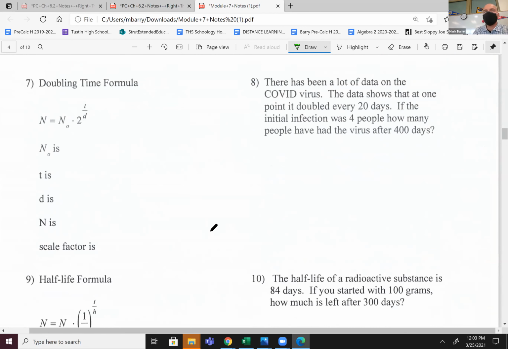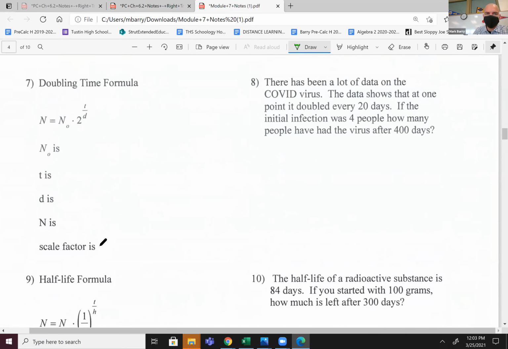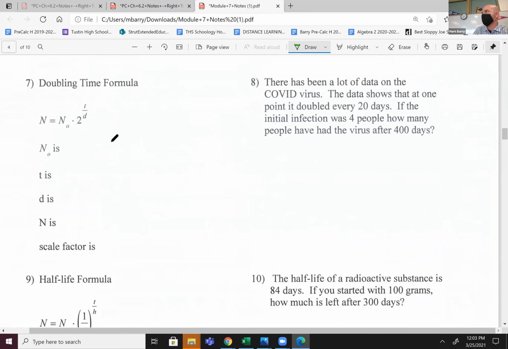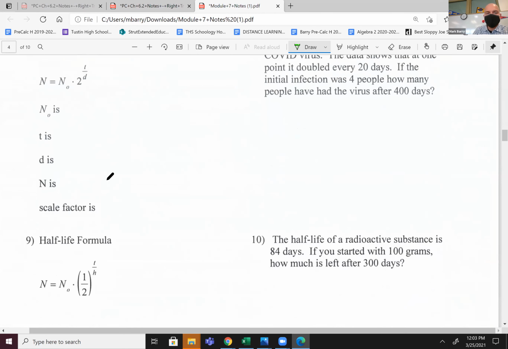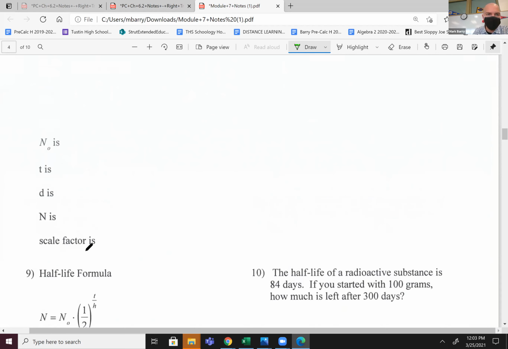Doubling time and half-life, okay? These two are different than the other three, but I'd say they're related to each other. If you look at them, they're kind of similar. This one has a base of 2, which is like doubling, multiplied by 2, right? So that makes sense. This one has a half there, which makes sense because it's half-life, right?